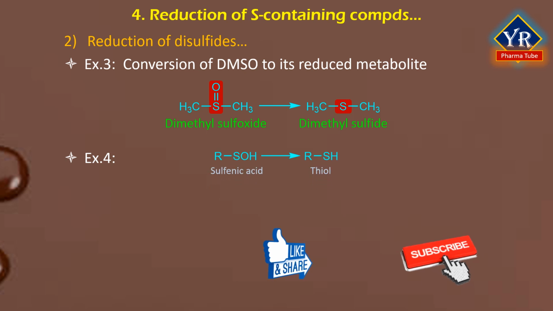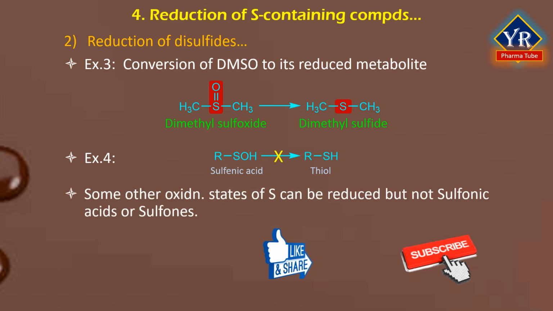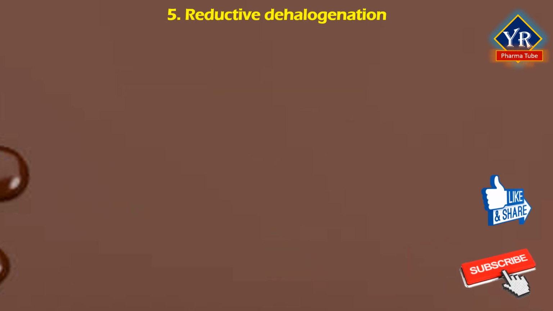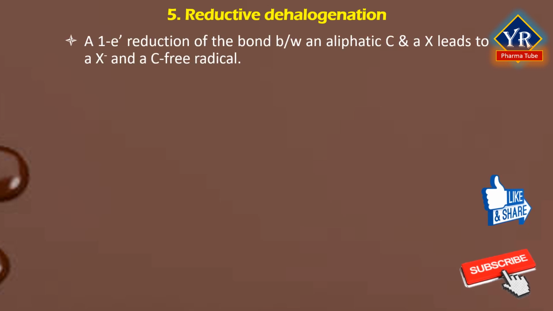Sulfonic acids can probably also be reduced back to the thiols, but because of the reactivity of the sulfonic acid, this is not generally observed. Some other oxidation states of sulfur can be reduced, but not sulfonic acids or, as mentioned above, the sulfones. Number 5. Reductive dehalogenation. A one-electron reduction of the bond between an aliphatic carbon and a halogen leads to a halogen anion and a carbon free radical.